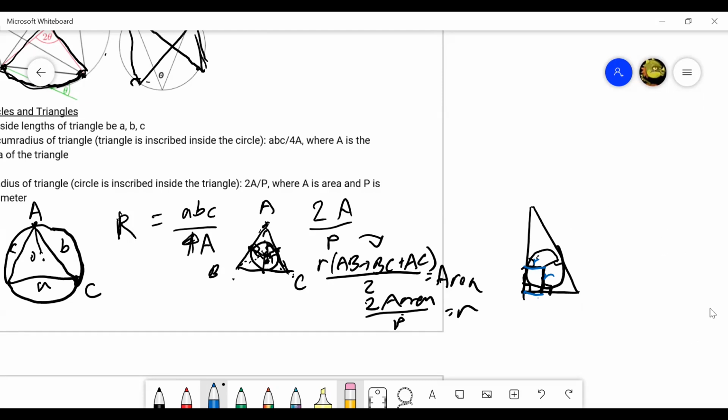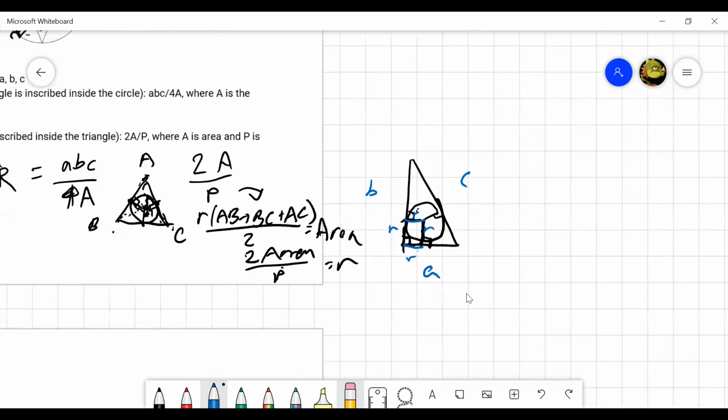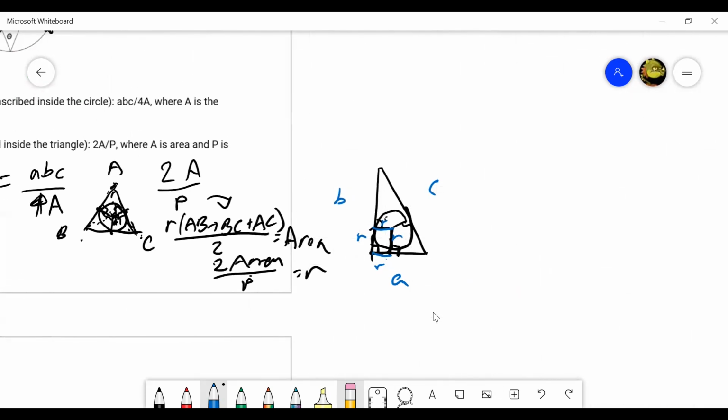And what's cool about this is that we don't need to use this 2 times area over perimeter formula. There's an easier way to do this for a right triangle, and that takes advantage of the two tangent theorem that I mentioned earlier. If we let the side lengths of the triangle be A, B, and C, for the right triangle, I claim that R is just equal to A plus B minus C over 2.